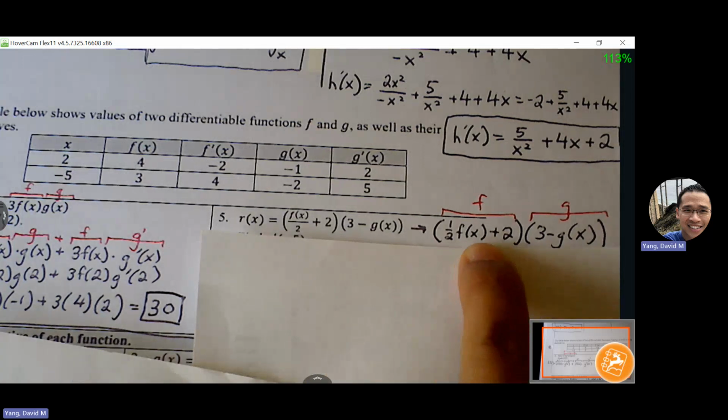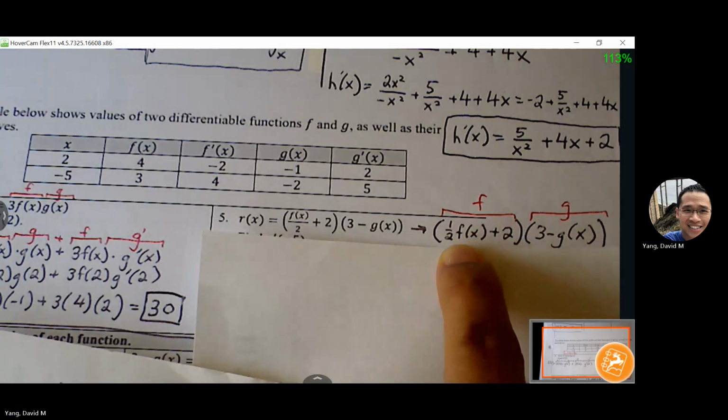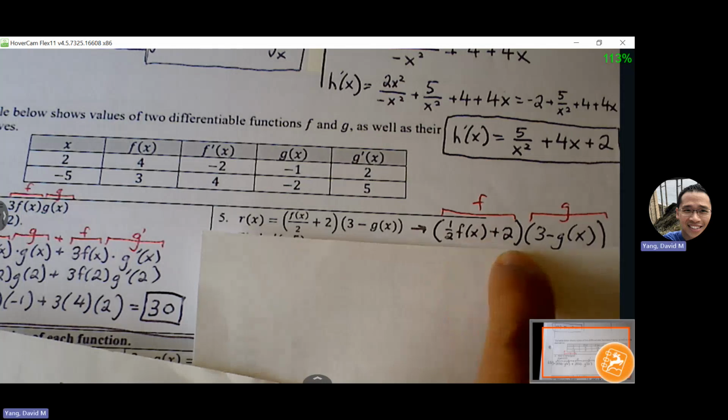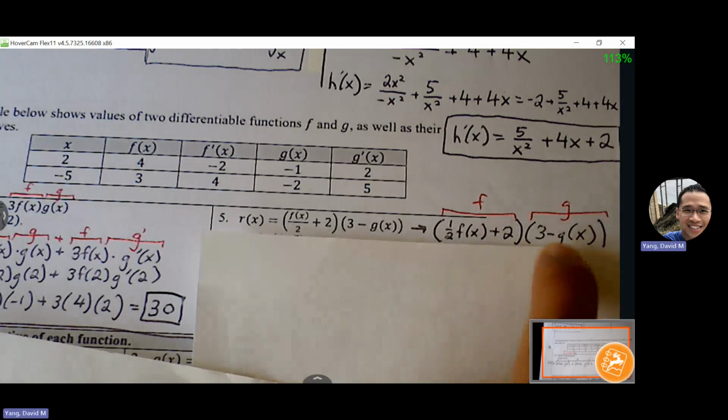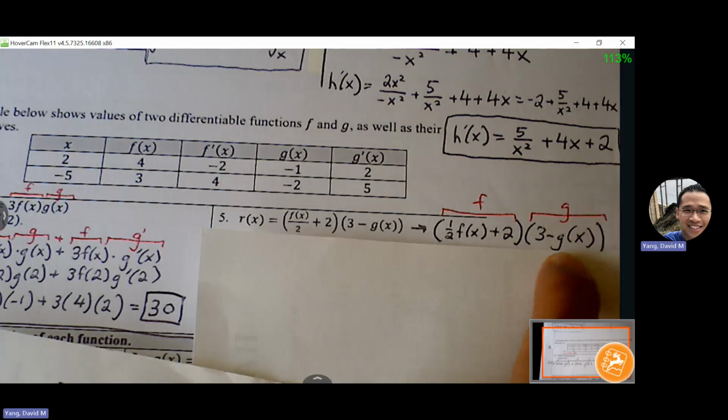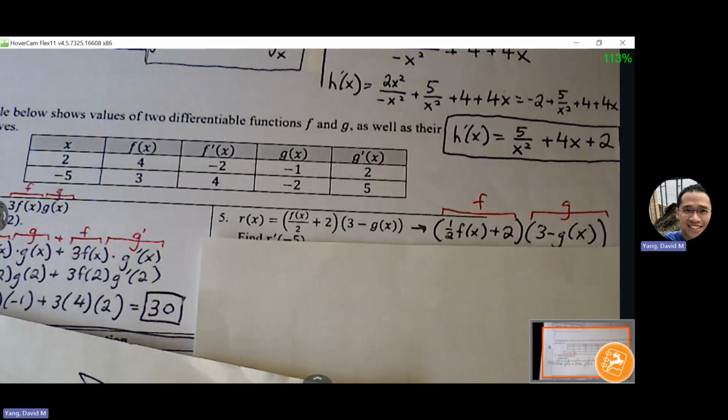What do you think the derivative of f would be, of this would be? 1/2 f prime, and the 2 would go to 0. Good. What's the derivative of 3 minus g of x? Negative g prime. The 3 would go to 0. Okay, so you would set up each of the parts of your product rule. And then once you have your derivative built, then replace all the x's with -5, and then use the table to convert the remaining function terms and function notation into numeric values and then merge them all together.